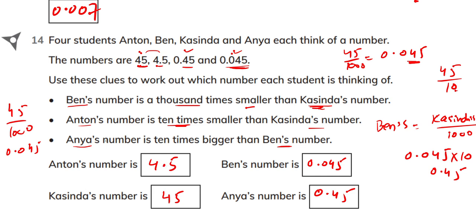And then Anya's number is 10 times bigger than Ben's. So Ben's number we know is 0.045. So multiply it with 10. When you multiply it with 10, it will be 0.45. Clear?